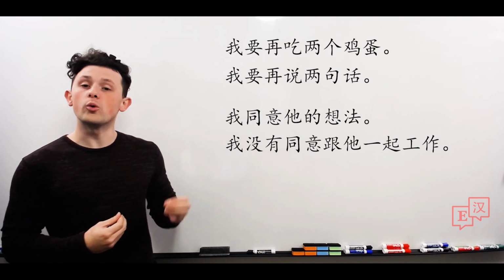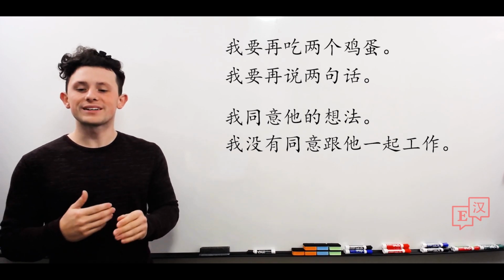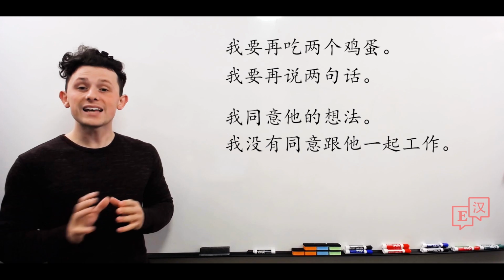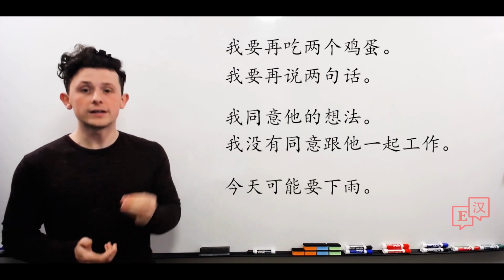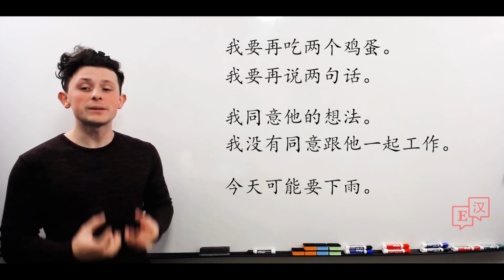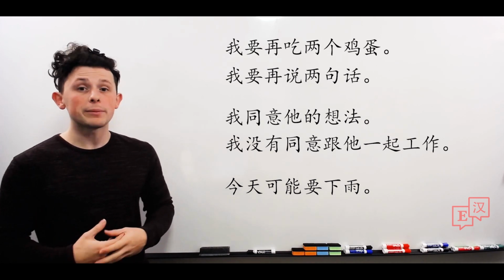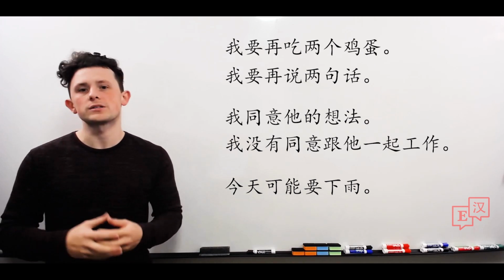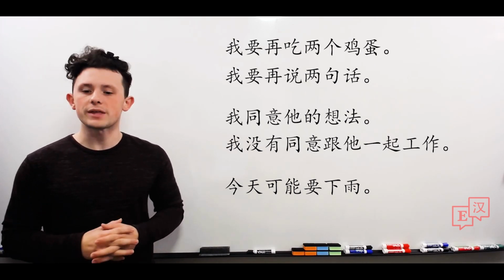我没有同意他的想法。Oh, 跟他一起工作。Last, we have 可能。可能 simply means possible. It can be used as it is possible for this to happen. You can also use it qualified, as in it is very possible. It is not so possible. You can also think of this as likely or unlikely, essentially the same thing.